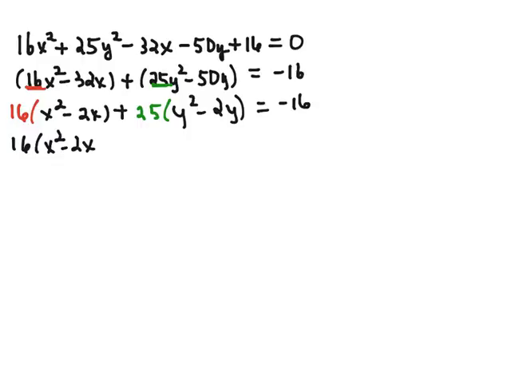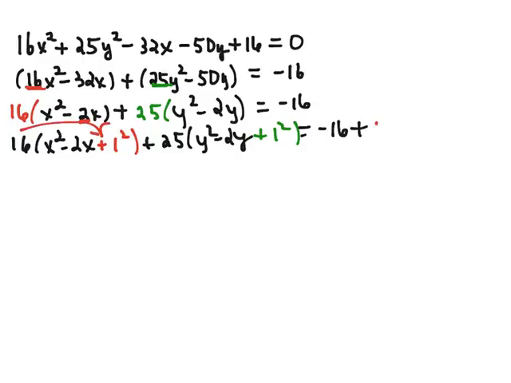We're going to take half the coefficient of 2, which is 1, and add in a 1 squared, plus 25 times y squared minus 2y, and again half of 2 is 1, so we're going to add in a 1 squared, equals negative 16 plus 16 times 1 would be 16, and 25 times 1 would be 25.